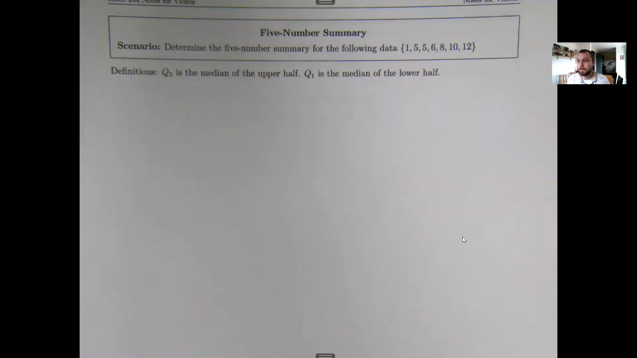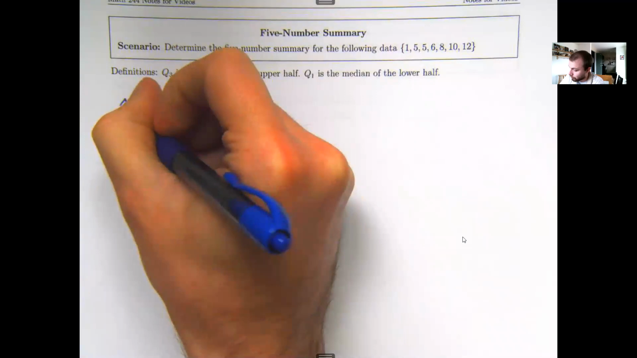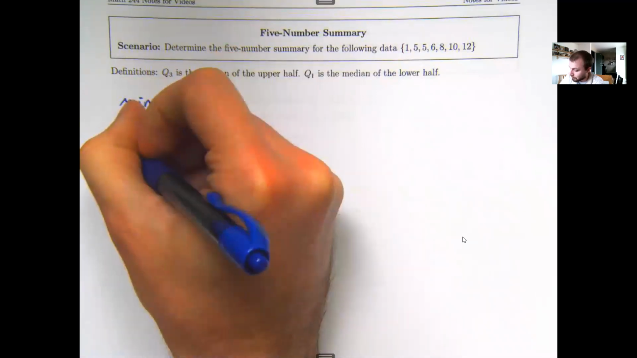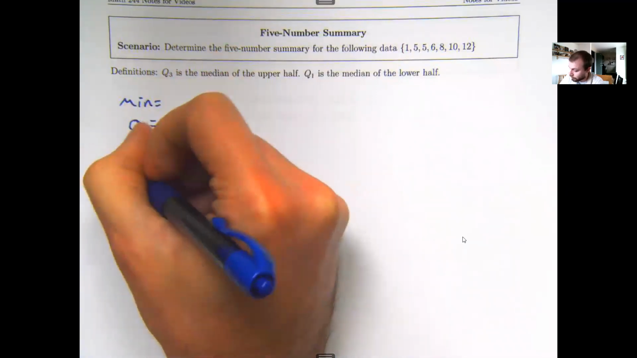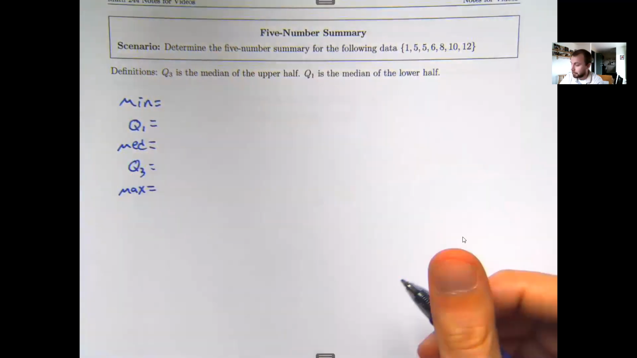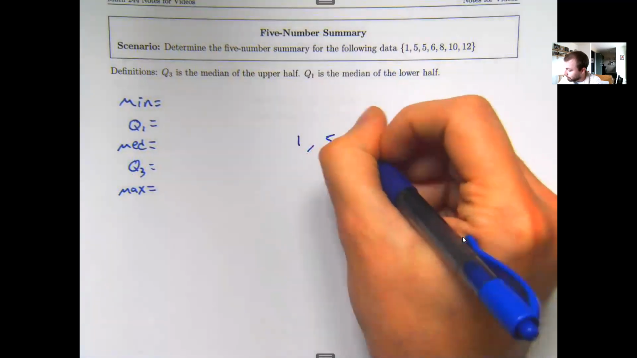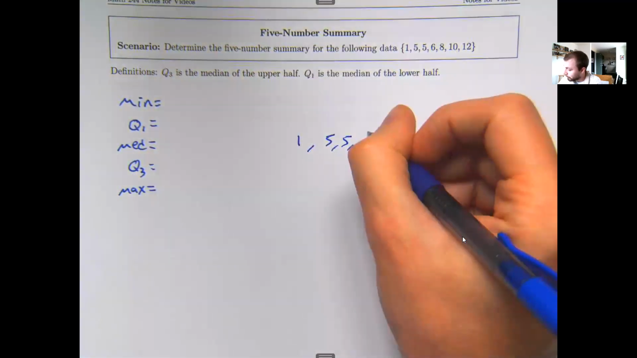Let's look at calculating the 5-number summary for a data set. There are 5 things that go into the 5-number summary: the minimum, the first quarter mark, the median, the third quarter mark, and the maximum. So the general idea is to take the data set that you're working with and break it up into quarters.